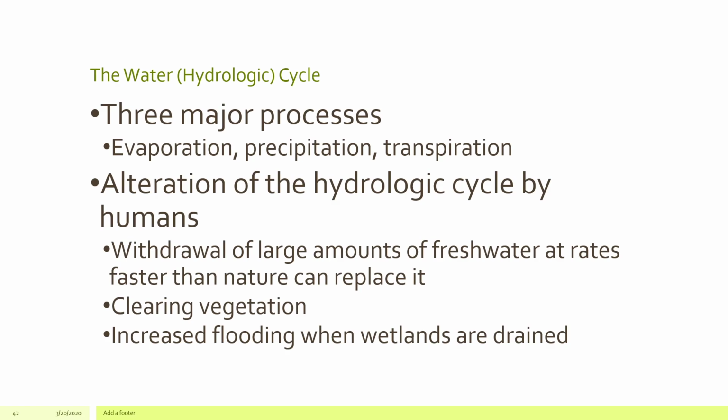The alteration of the hydrologic cycle by humans, obviously, of course, humans are affecting it. We're taking large amounts of fresh water at rates that are faster than nature can naturally replace it. We are clearing vegetation, and when we drain wetlands, we are increasing flooding.